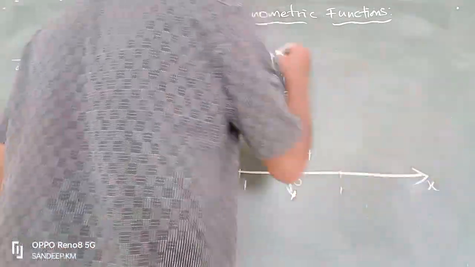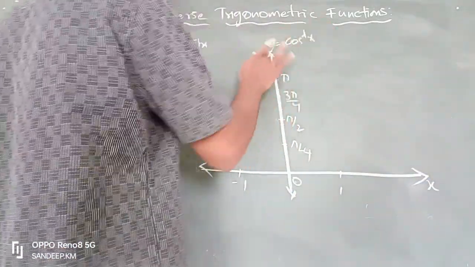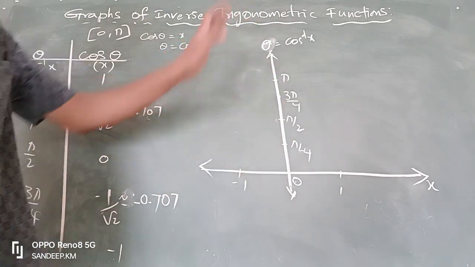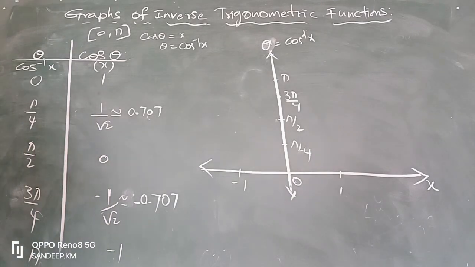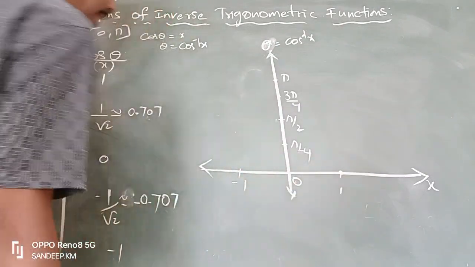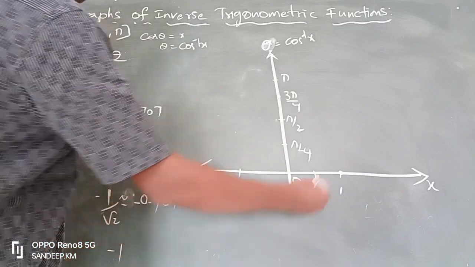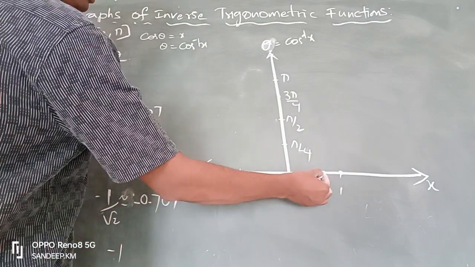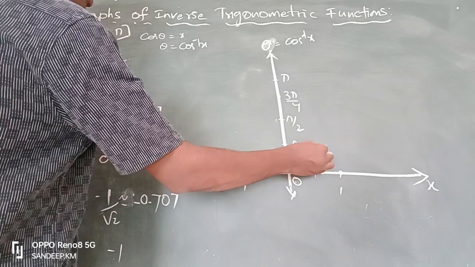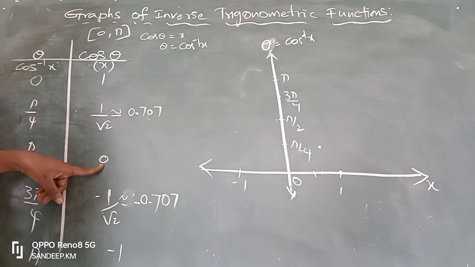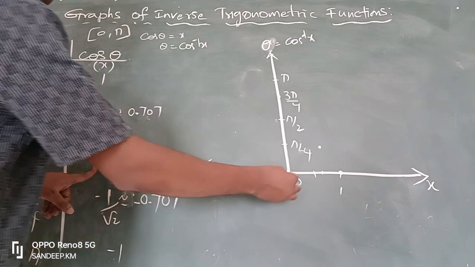Input is x, output is y is equal to cos inverse x, or cos inverse x is equal to theta. That is the output. Input will be numbers, output will be angles. So first of all, when input is 1, the output is 0. Here is the graph point. Next, when input is 0.707, the output is 45 degrees, which is pi by 4. Next, when input is 0, the output is pi by 2.